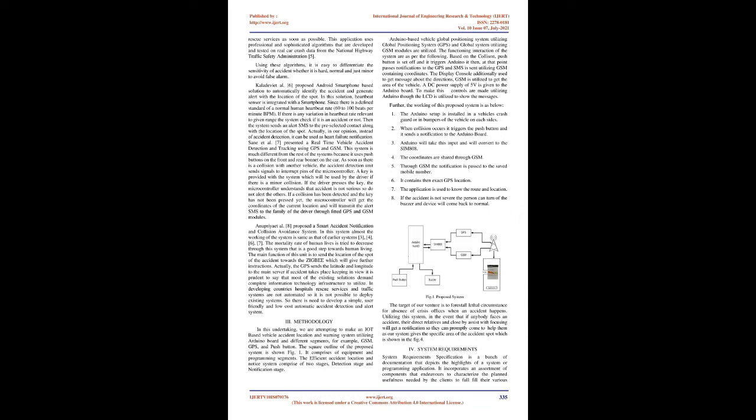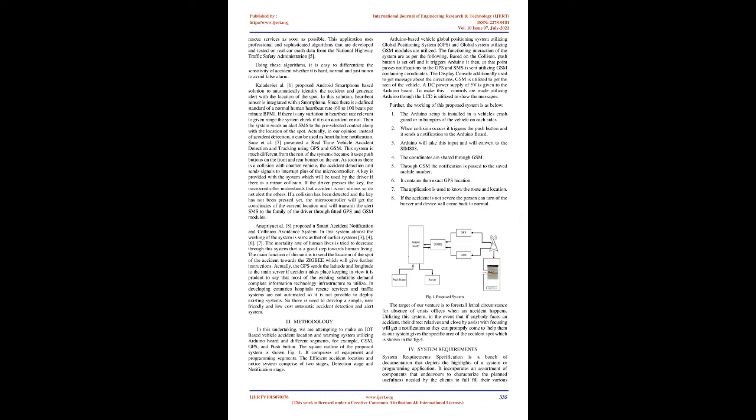to avoid false alarms. Kaleidovit et al. [6] proposed an Android smartphone-based solution to automatically identify the accident and generate an alert with the location of the spot. In this solution, a heartbeat sensor is integrated with a smartphone. Since there is a standard for a normal human heartbeat rate, 60 to 100 beats per minute (BPM), if there is any variation in heartbeat rate relative to the given range, the system checks if it is an accident or not. Then the system sends an alert SMS to the pre-selected contact along with the location of the spot. Actually, in our opinion, instead of accident detection, it can be used as a heart failure notification.